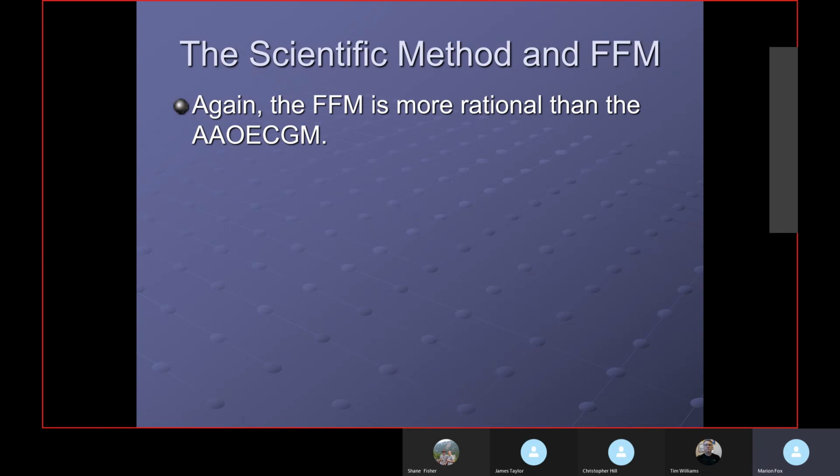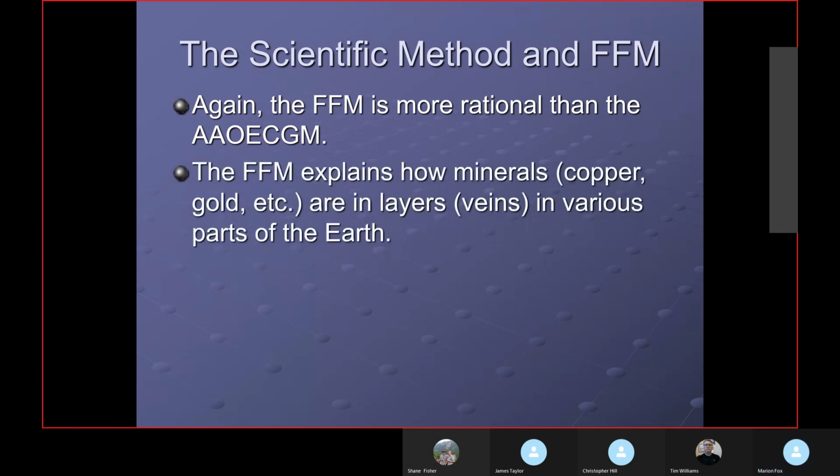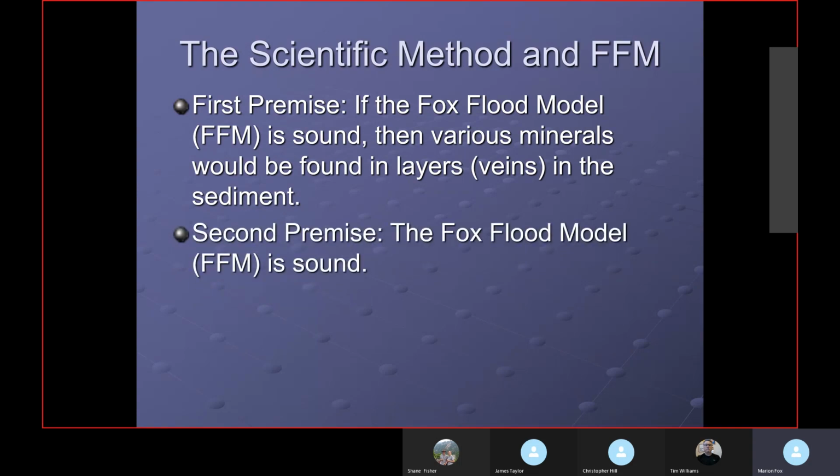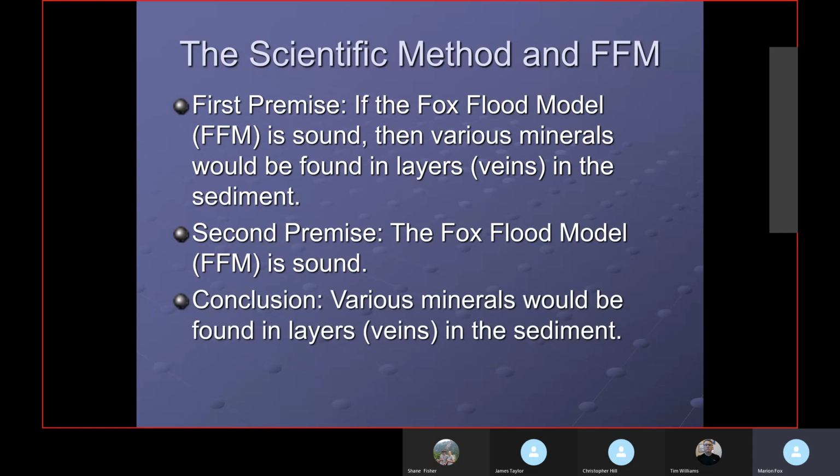My model, Fox flood model, is more rational than the atheist, agnostic, old Earth creationist geologic model. My model explains how minerals, that is copper, gold, silver, tin, and so forth, are in layers or veins in various parts of the Earth. It explains it. So if my model is sound, then it's going to give an explanation for these layers or veins. The rotating motion of floodwaters in the tidal action will do that. They'll sort them out like a centrifuge. So my model is sound. It explains them quite well.